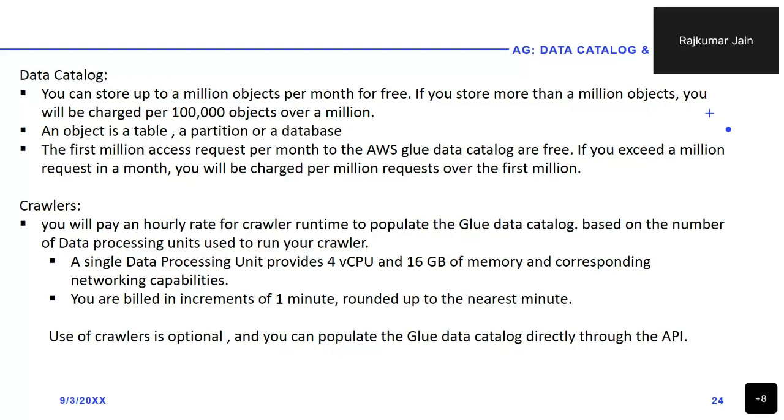But the data catalog is just like a database, just like a table, so it is not that much charge. A single data processing unit is again like the ETL one, so we have to just pay for that. You are billed in increments of 1 minute, so every 1 minute you pay, rounded up to the nearest minute. While in the ETL, 10 minutes was the incremental bill, rounded up. So minimum 10 minutes we have to pay there.